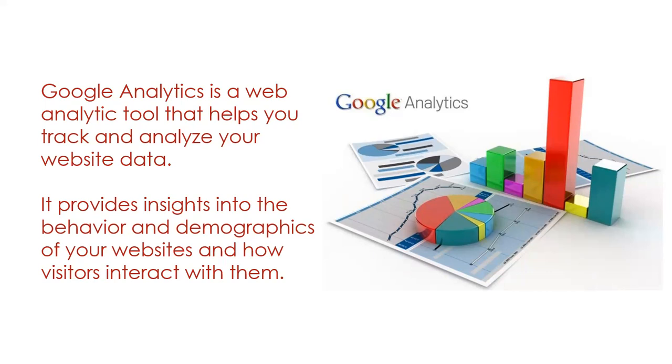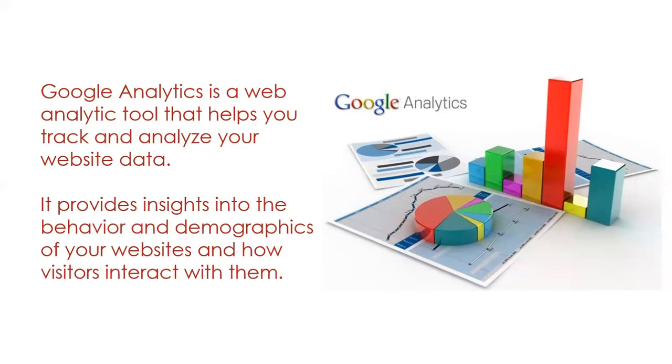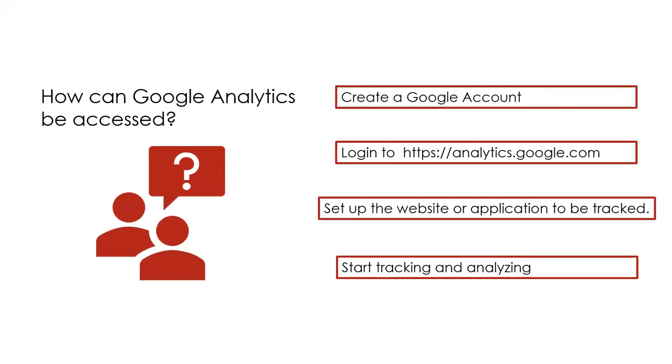Okay, so if Google Analytics is that effective, then anyone who wants to use the internet and has a website needs to have it. So how can it be accessed, if you ask me? The first thing is to get a Google account. Then you log into your analytics at google.com. Then you do the setup on your website. Google provides a tracking ID that you put on your website or your application to be tracked. And then you start tracking and analyzing. That's it. Good to go.